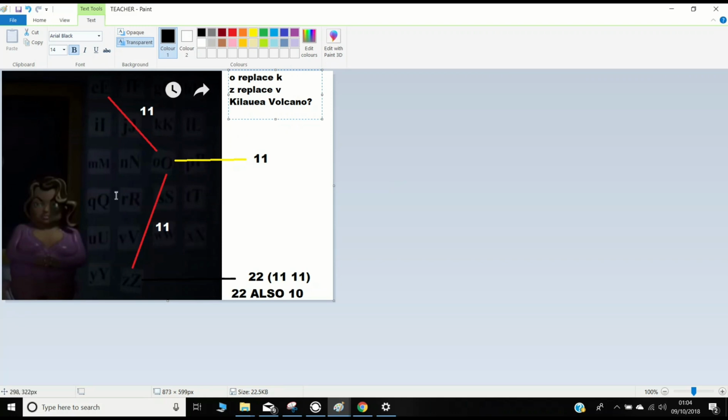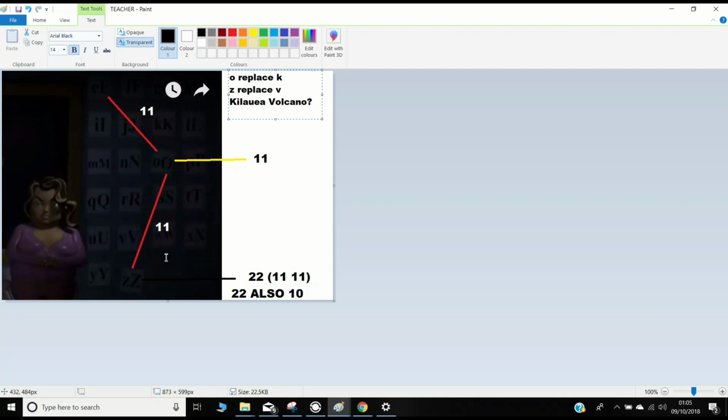Now, on this chart, the O is the 11th letter of the alphabet, and following on from that, the Z is the 22nd letter of the alphabet. Now, I think that's a reference to November the 10th, because the 22 is also a representation of the number 10, but the Z is also 11 letters after the O, so you've got a reference to 11, which is also November the 11th, so November the 10th and November the 11th.